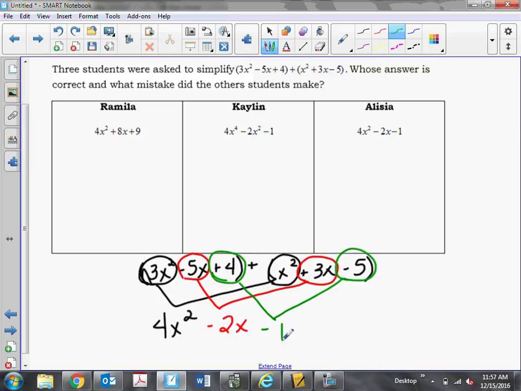And the person who got it correct was Alicia. Alicia got the same answer as us. So that means that she is the one who did it correct. Now let's take a look at the other two and see what they did wrong.